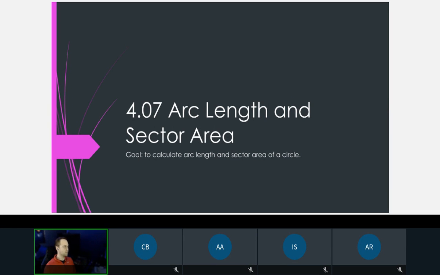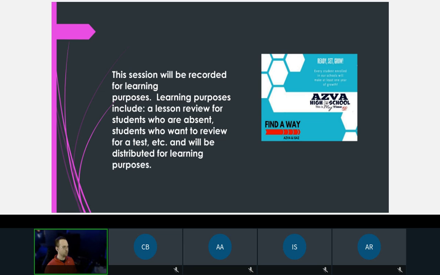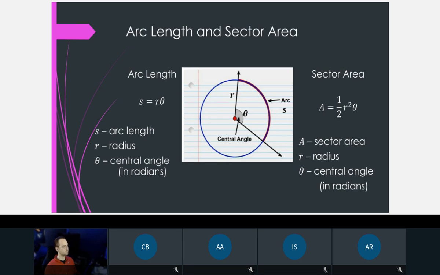All right, so this is day 3 of 4.07, arc length and sector area. So we're going to calculate both of those. Pretty simple formulas, and of course, we're being recorded. Did I put these formulas on your formula sheet all of you downloaded? It is on there? Okay.